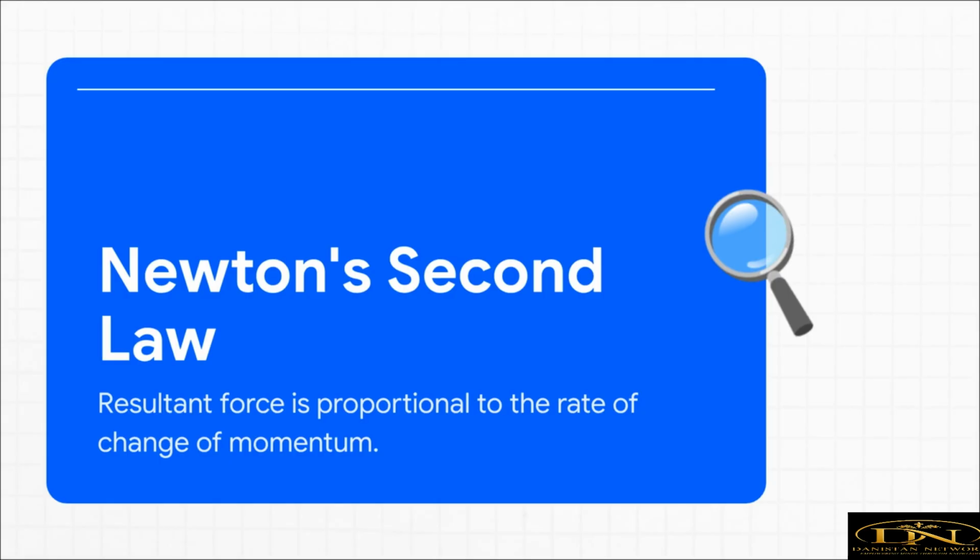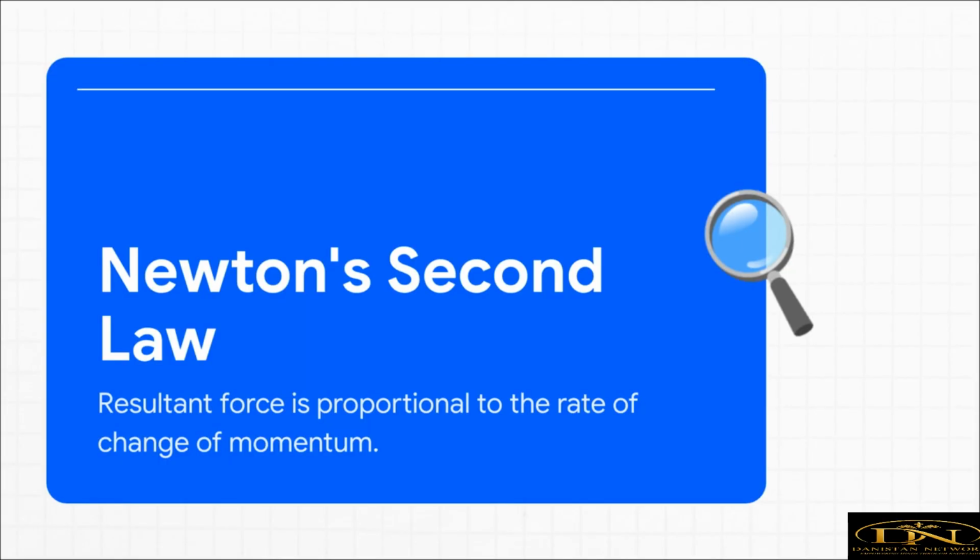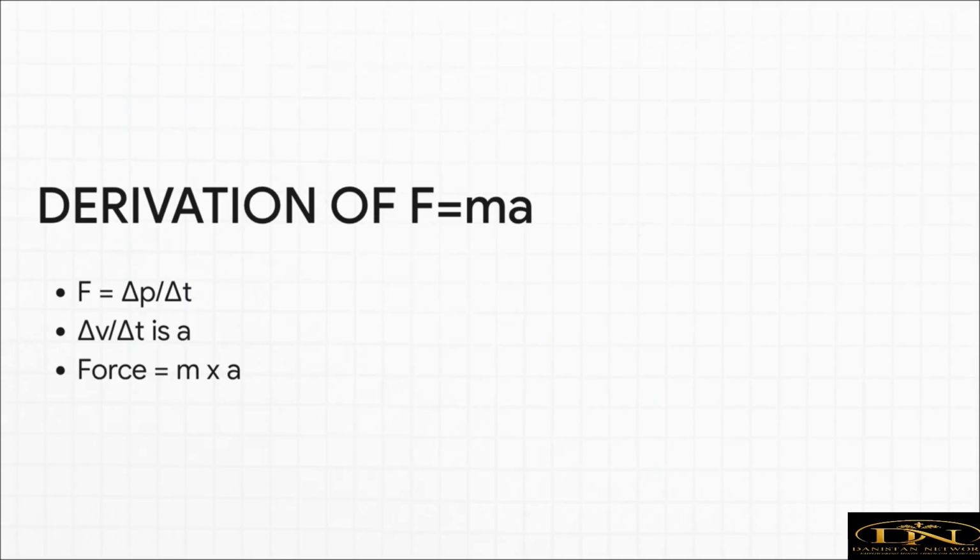Newton's second law provides that quantitative link. It states that the resultant force acting on an object is strictly proportional to the rate of change of its momentum. Let's derive one of the most famous equations in all of science. By defining the Newton so that our constant of proportionality is exactly 1, the formal definition is force equals the change in momentum over time, or F equals delta p over delta t.